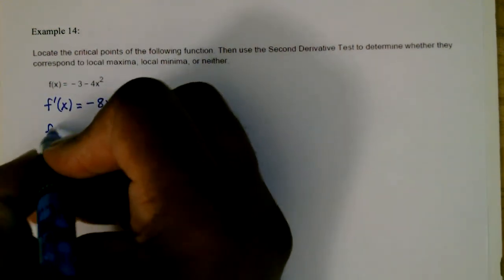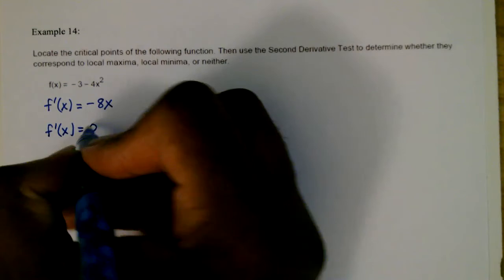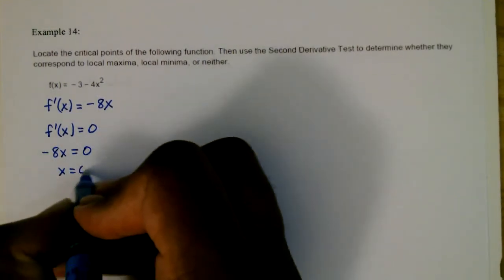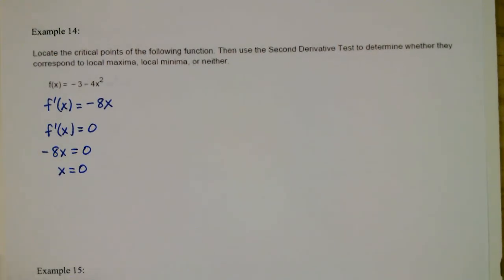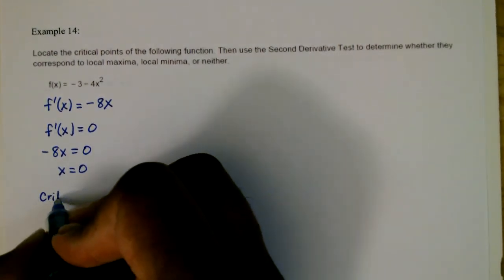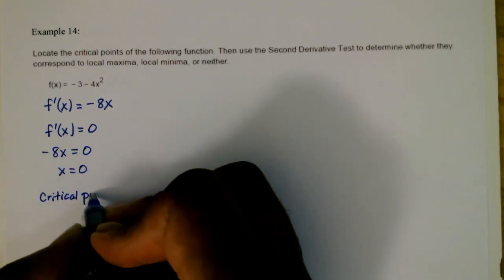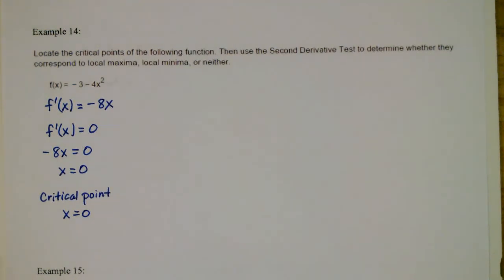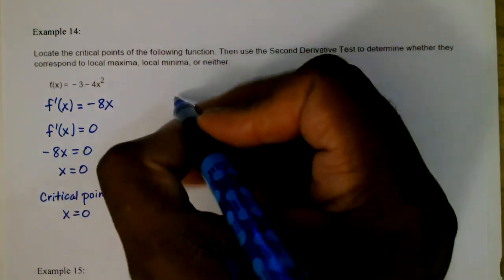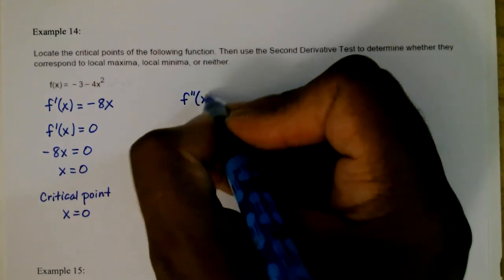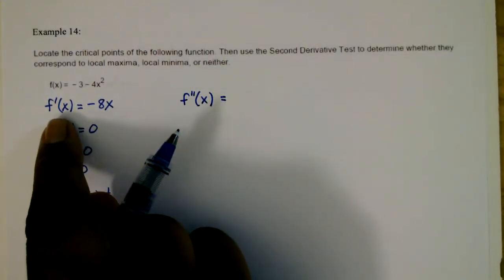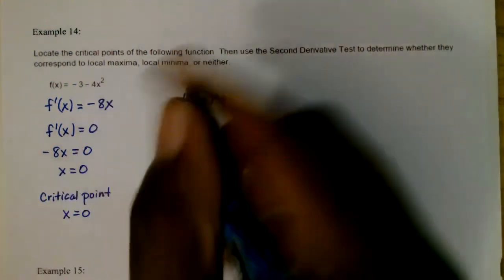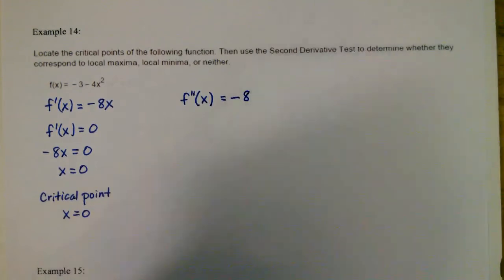And then we're going to set that function f prime of x to be equal to 0. So it'll be negative 8x equal to 0. That will have to mean x is equal to 0. So here, that critical point would be at x is equal to 0. Now we're going to find f double prime of x. Well, if f prime of x is negative 8x, that means that f double prime, the derivative of negative 8x, would just be negative 8.